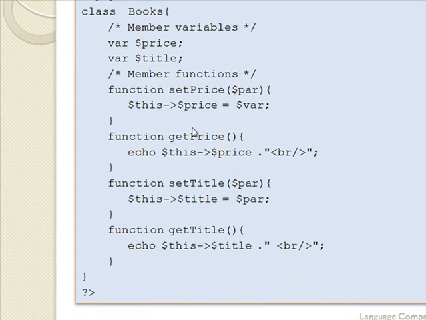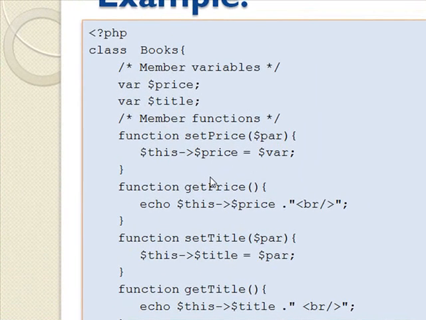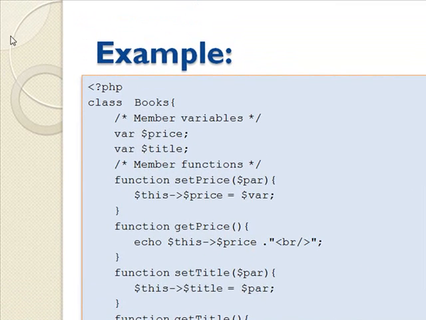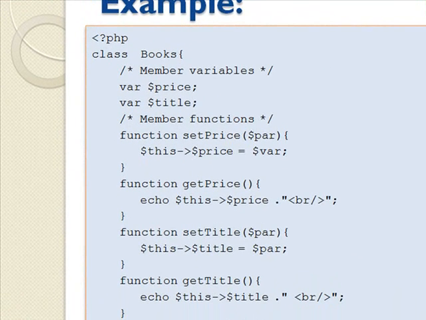The variable this is a special variable and it refers to the same object itself. Other object-oriented programming languages such as Java or C# use the dot operator for this, but in PHP there is an arrow operator.